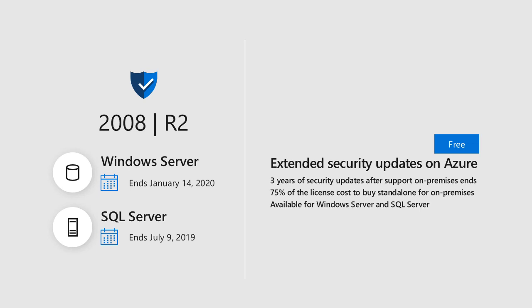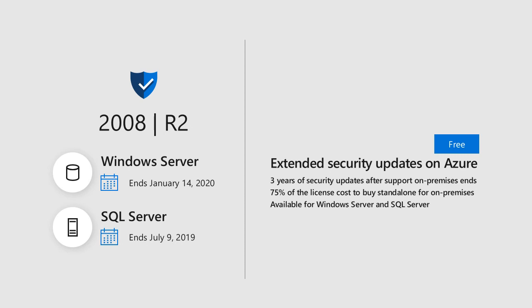Windows Server 2008 R2 is going to end of support on January 14, 2020. SQL Server 2008 and SQL Server 2008 R2 already ended support last July 9, 2019. The good news is that if you still have Windows Server 2008 R2 and SQL Server 2008 R2, and you move these to Azure, you will get extended security updates on Azure for free. As long as you still pay for the Azure service to run these end of support workloads, you will get 3 years of security updates after support on premises ends.